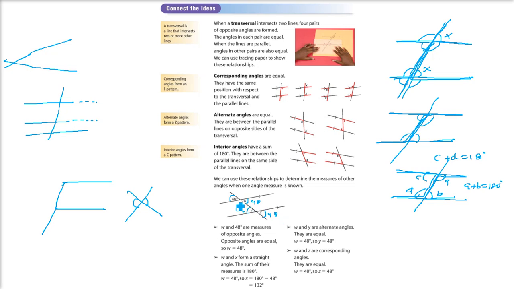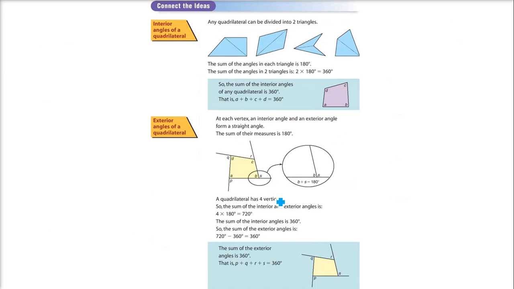Now this angle and this angle, these are interior angles. They are forming a pattern C. So X plus Y will be equal to 180 degrees. So that is Y we are having. So X will be equal to 180 minus 48, and this is going to be 132 degrees. So this X will be 132 degrees.